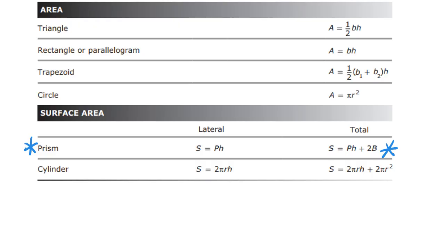One of the things that we have to be remembering is that this is going to be our area of the base. So when we look at the area of the base, in this case, of course, our base is going to be a different shape altogether. So our area of the base in this case is going to be a triangle, right? So this is the area of a triangle.